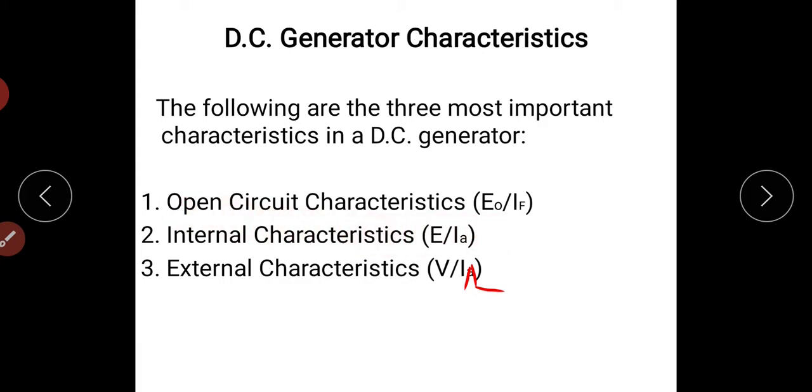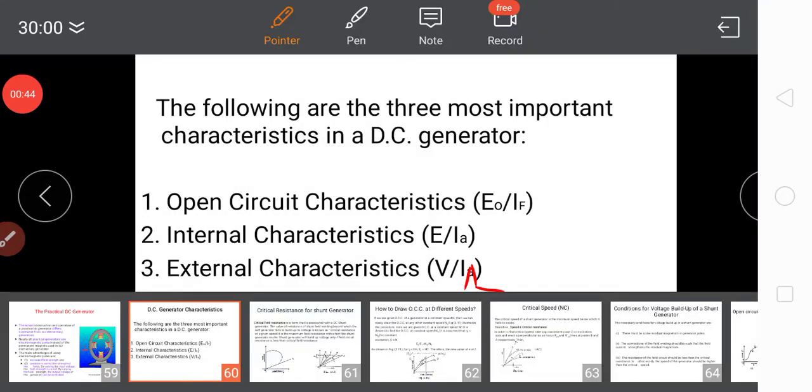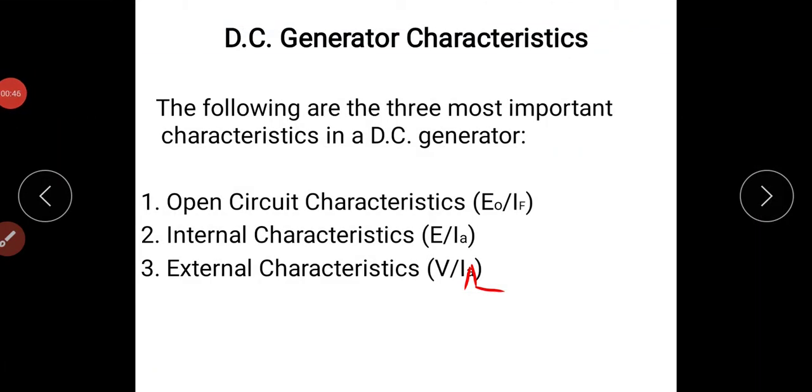Second one, internal characteristics: the graph between load generated EMF, or generated EMF, versus armature current is called internal characteristics. Here E is generated EMF at load condition and IA is armature current of the DC generator. Next, third one, external characteristics. These are also called load characteristics. It is the graph between load voltage versus load current, the VL versus IL graph. So first one is the E0 versus IF graph, second one the E versus IA graph, third one the V versus IL graph.